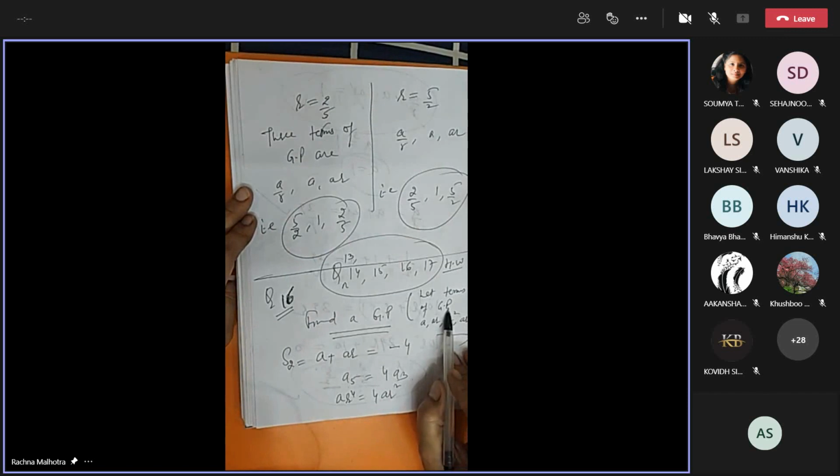GP में terms कैसी होती है? GP बनाना हमको, means we have to make a progression with these terms. A, AR. What are the terms of GP? A, AR square, AR cube, and you can continue till.